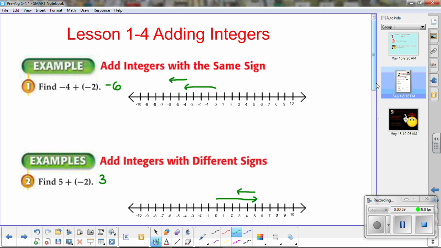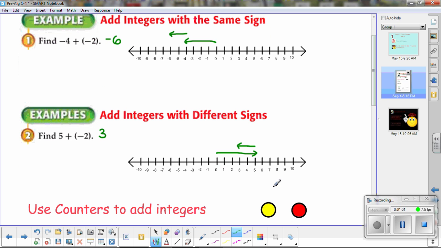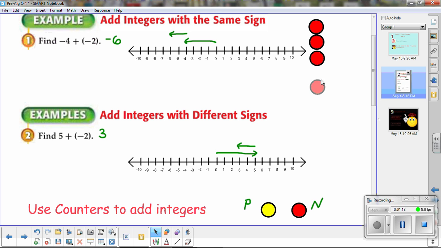Another way we can solve these same problems is using 2 color counters. The yellow is going to be for a positive, and the red is going to be for a negative. In our first problem, we have -4, so I'm going to pull up 4 negative counters. And then we're going to add to that 2 more negative counters for a total of -6.